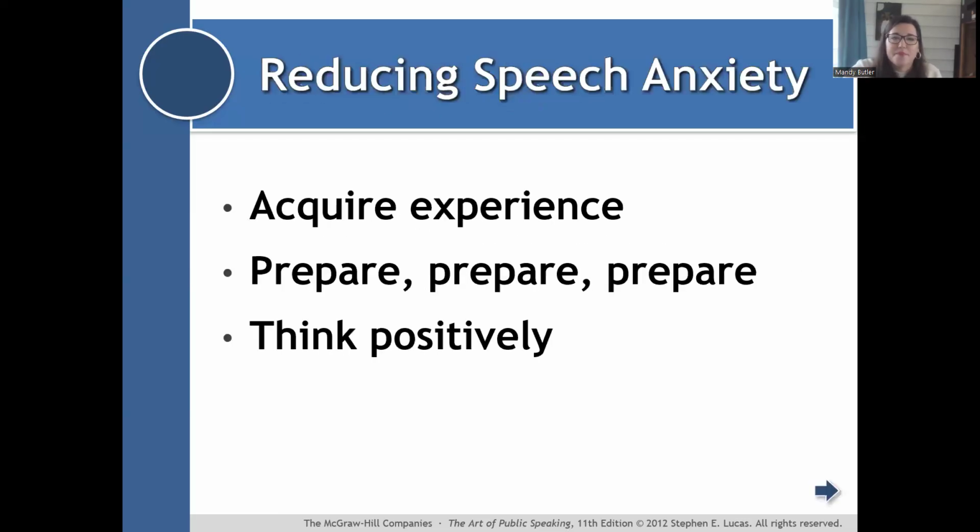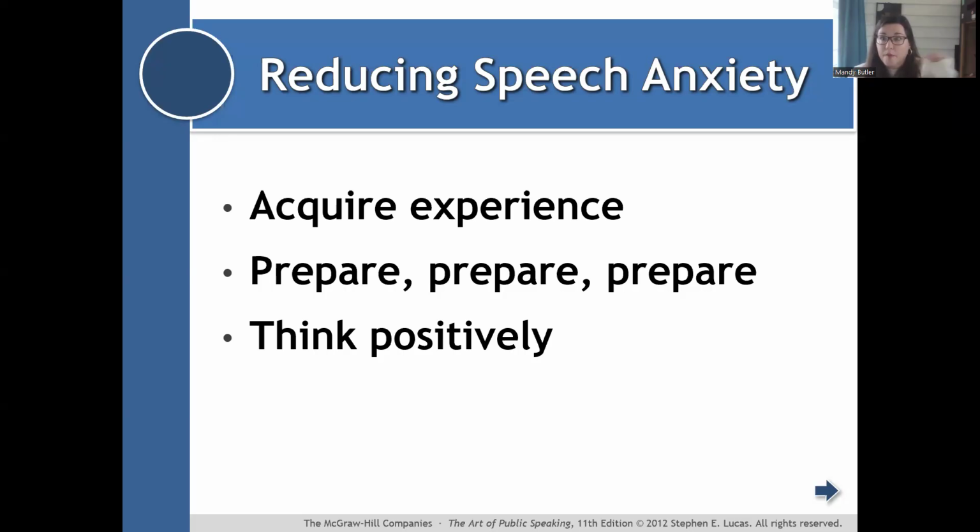Okay. So, how do we reduce speech anxiety? This is also on your exam. Well, like I just said, acquire experience. Anything that we do over and over again is going to feel less foreign to us and is going to feel less scary. So prepare, prepare, prepare, and think positively. But guess what? The students that I have that run into trouble on speech day usually do so because they don't meet that combination of the last two factors on this slide.